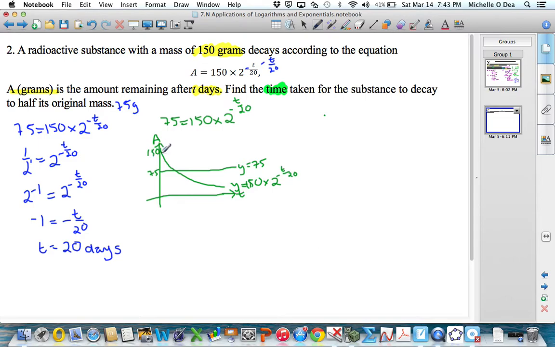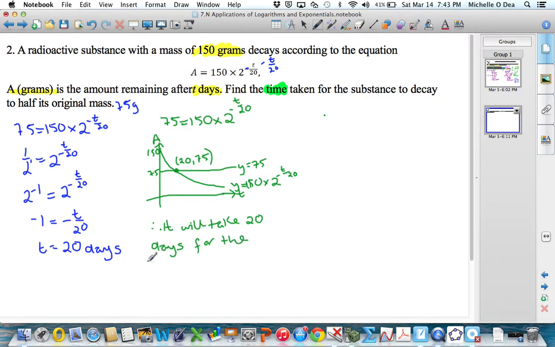So you should show important features if you can easily find them. And then, of course, show the points of intersection. So we know it was 20, 75. And then answer the question. So therefore, of course, you should answer the question here as well. Therefore, it will take 20 days for the substance to halve.